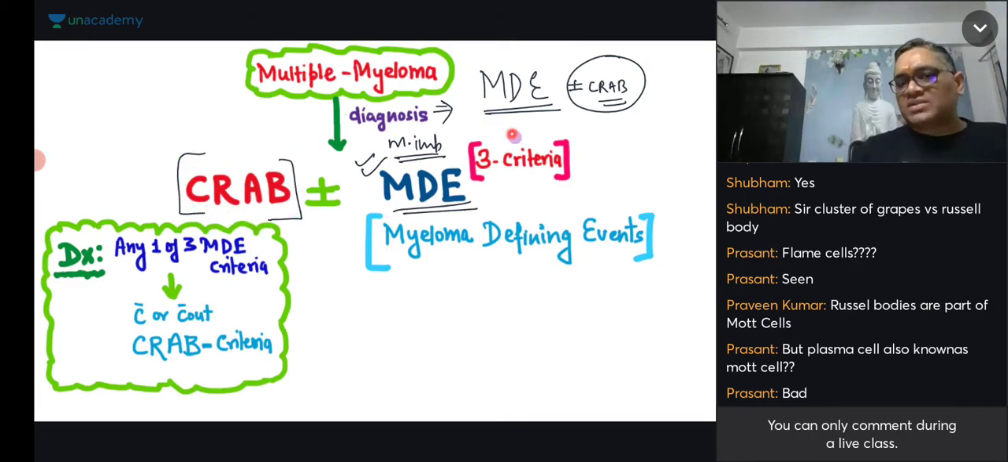So for myeloma defining events, there are three criteria. I will be telling you what those three myeloma defining events are. Right? So diagnosis of multiple myeloma requires any one of the three myeloma defining events. As I said, there are three criteria, and out of these three criteria, any one is present.